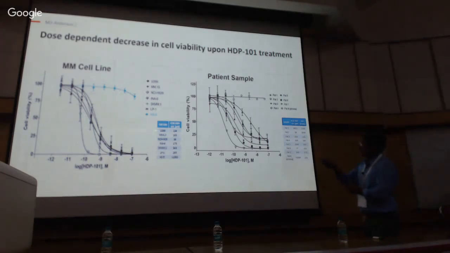And this was done with the cell line, and this was with the patient sample. Once we have a fresh bone marrow aspirate from the patient, we right away process the sample and treat it with HDP-101 to see whether there is any similarity between cell line and patient sample, because many times the data is not reproducible from cell line to patient sample. But fortunately, we do see a significant result in the patient sample as well. And the best part of this drug was the concentration. It is effective at picomolar concentration, not even nanomolar.